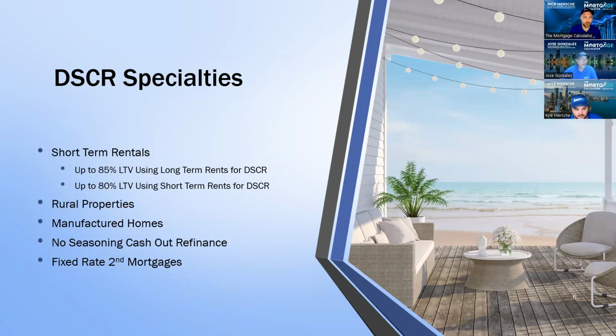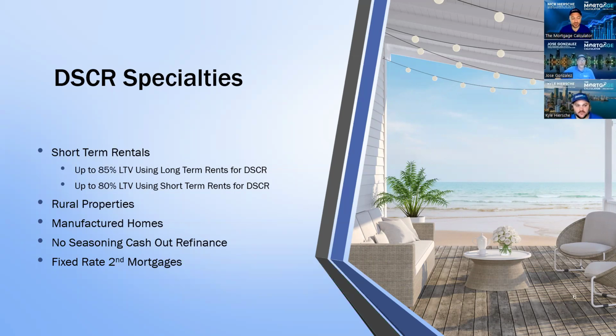Short-term rentals, very popular request these days. We can do up to 85% LTV using the long-term rents if that works out. And if we have to use the short-term rents, we can do up to 80% purchase using short-term rents for a DSCR. We can also do DSCR on rural properties. Of course, there's limits there, but it is possible. Same thing with manufactured homes. Not many outlets have a place for that, but we do under our DSCR programs.